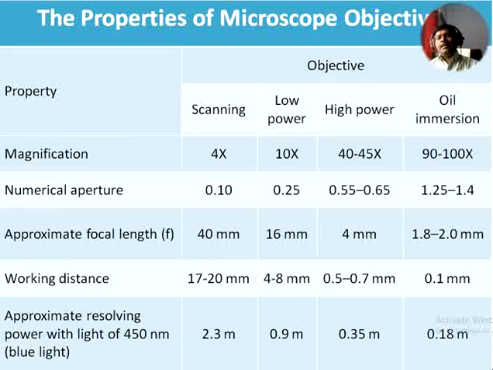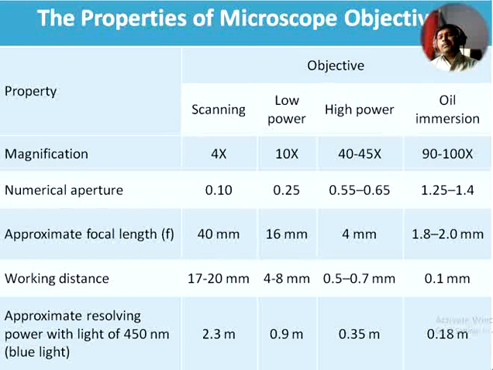In case of oil immersion objective, the magnification power is 90 to 100x. That means in some microscopes there is a 90x objective mounted, that is also called an oil immersion objective. And in some microscopes there is a 100x oil immersion objective mounted, and that's why both are operated in oil immersion. That means oil is necessary to observe the specimen.